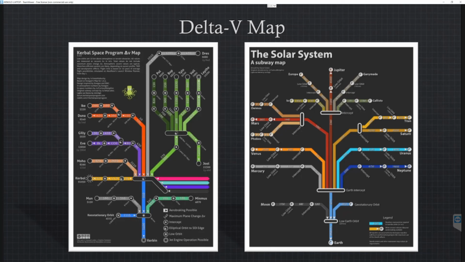So with all the information that we've talked about today, we can now apply it. On the left, I have a delta V map of Kerbal Space Program, and on the right, I have a delta V map of the solar system. And the way that this is designed to work is you follow where you're starting from and try to add up the numbers of the things that you pass through.